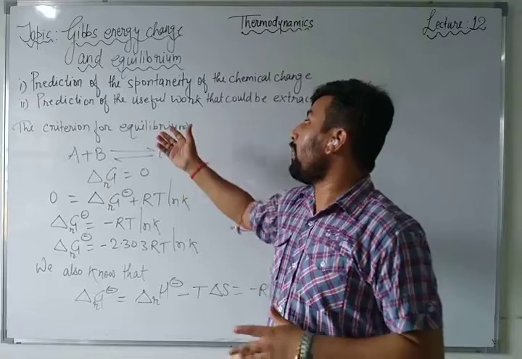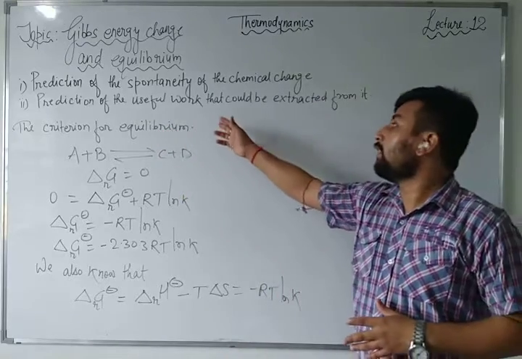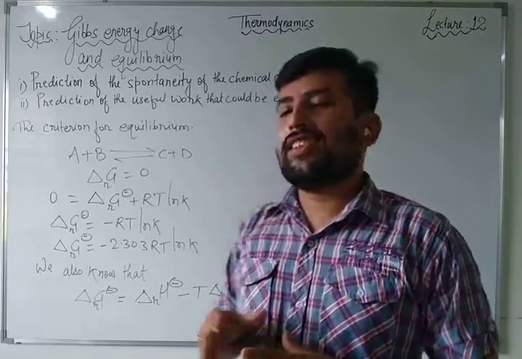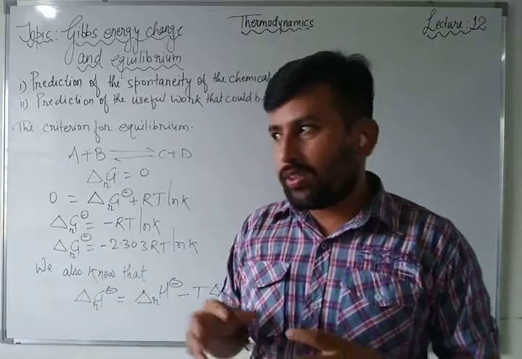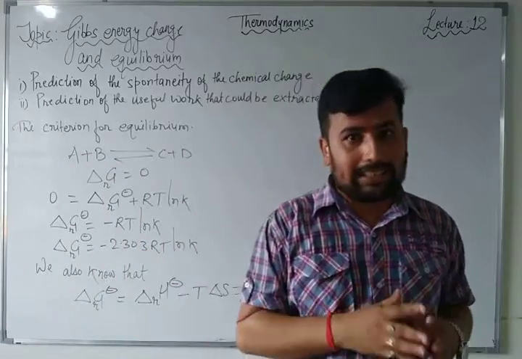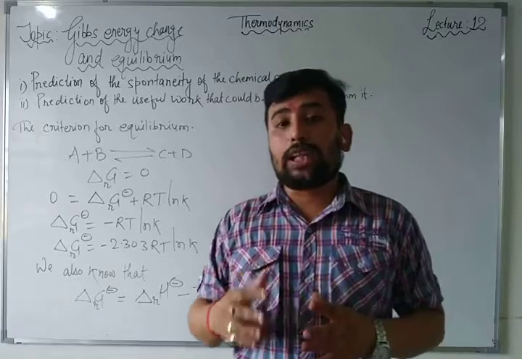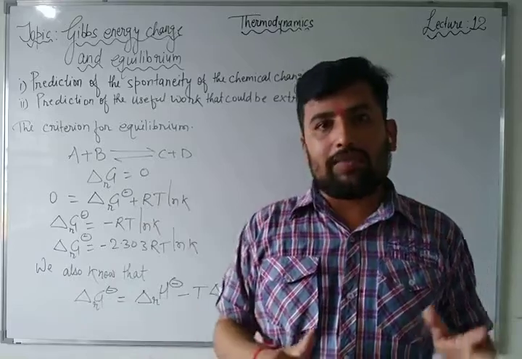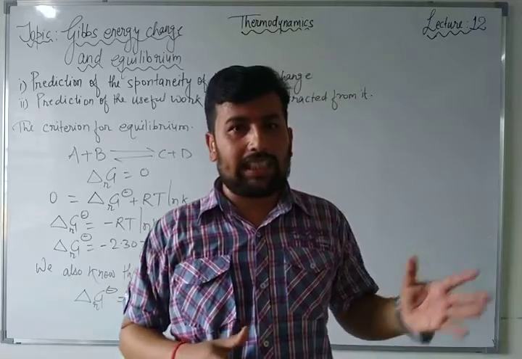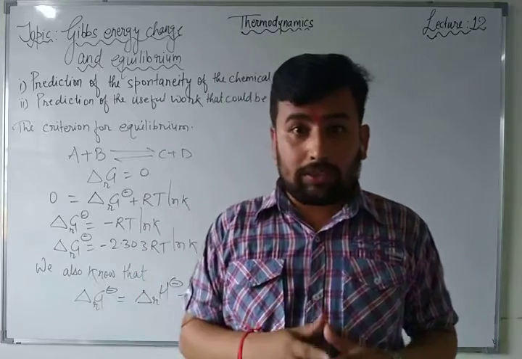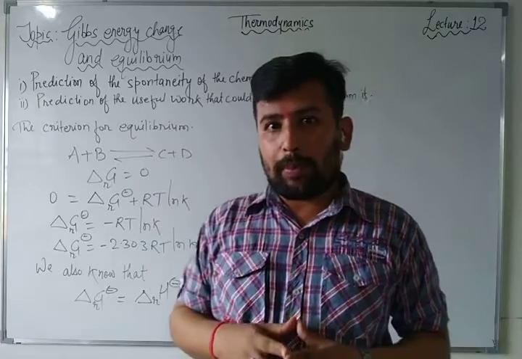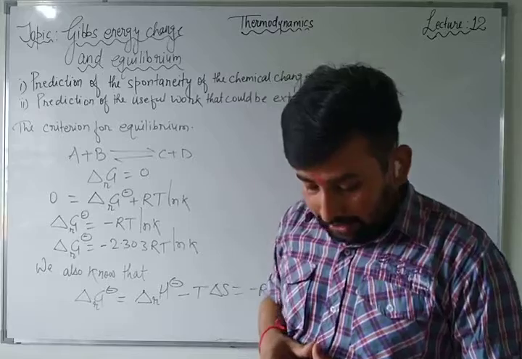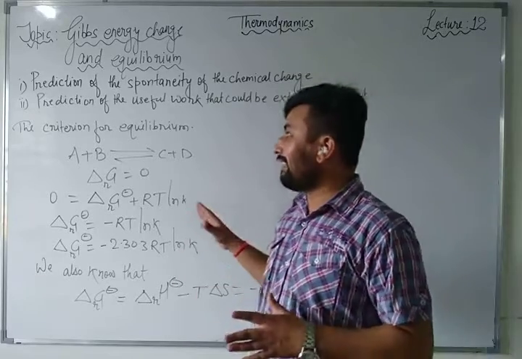The second one is the prediction of the useful work that could be extracted from it. Extracted from it means you are taking work from the system, the work is done by the system. How you can understand the positive and negative symbol, all the conventions I have already mentioned to you in spontaneous and non-spontaneous. I have also given you in the change in entropy, where will be the positive symbol, where will be the negative symbol. Here there is nothing greater to worry about.